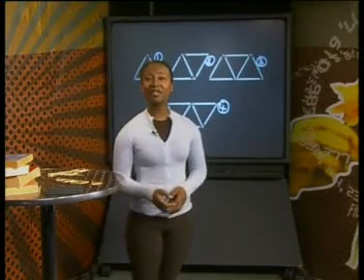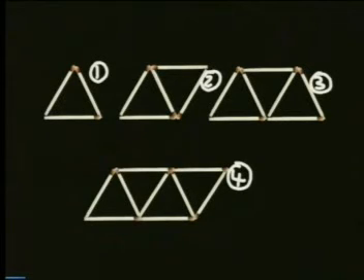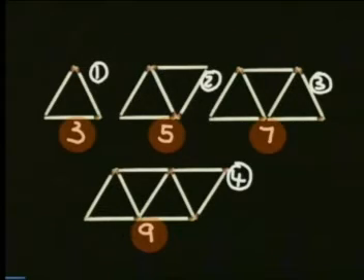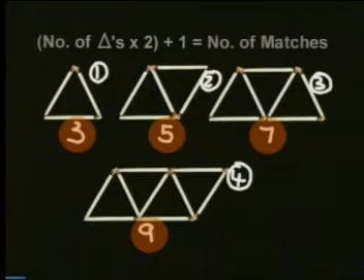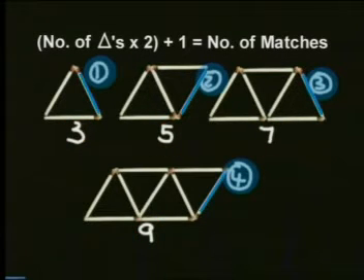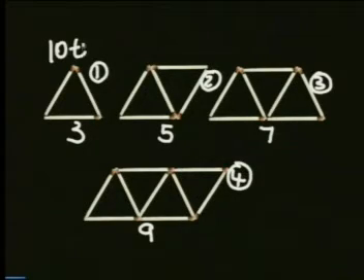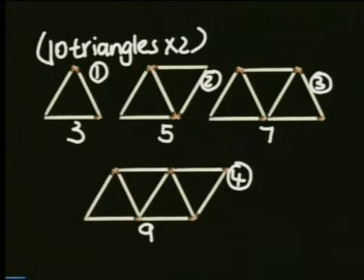That's right, Gerard. Let's have another look at the diagrams. The first diagram uses 3 matches. Diagram 2 uses 5 matches. The third uses 7 matches. And the diagram 4 uses 9 matches. Do you think you could use these numbers to get the pattern or rule for the 10th diagram? Do you see that the number of matches needed to complete any of these diagrams is the number of triangles times 2 plus 1 more match? So, for the 10th diagram, it is 10 triangles times 2 in brackets plus 1, which equals 21 matches.